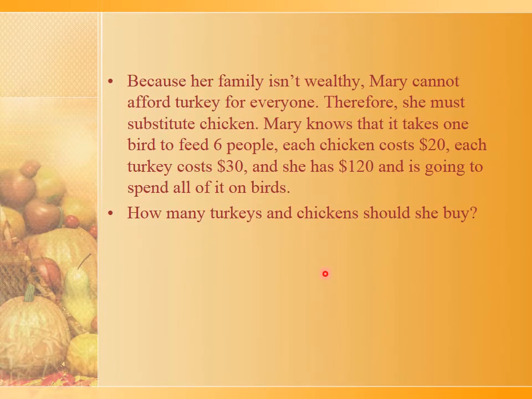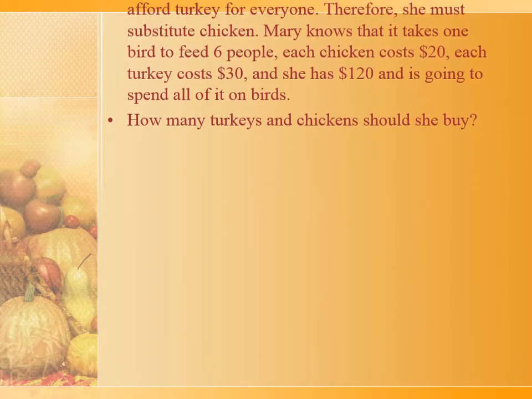So, next part. Because her family isn't very wealthy, Mary cannot afford turkey for everyone. Therefore, she must substitute chicken. Mary knows that it takes 1 bird to feed 6 people, and each chicken costs $20, each turkey costs $30, and she has $120 to spend on birds. So, how many turkeys and chickens should she buy?